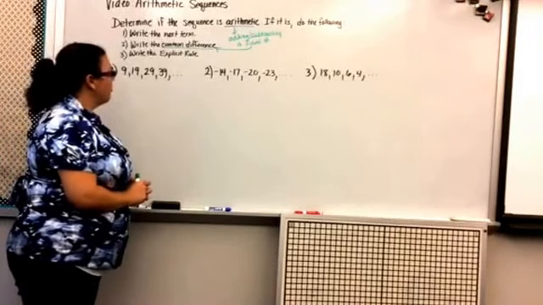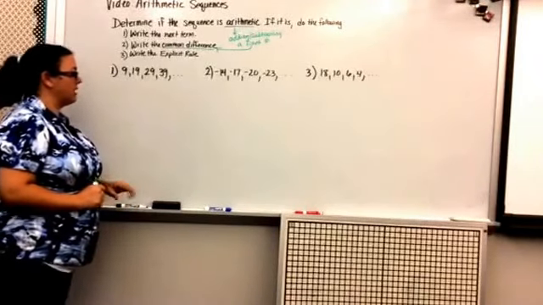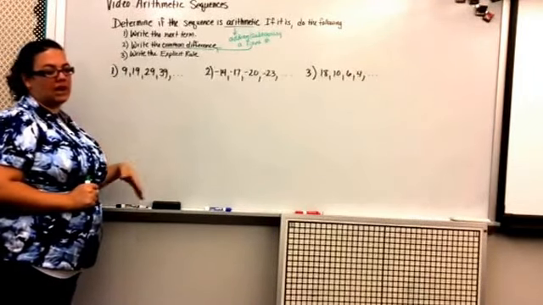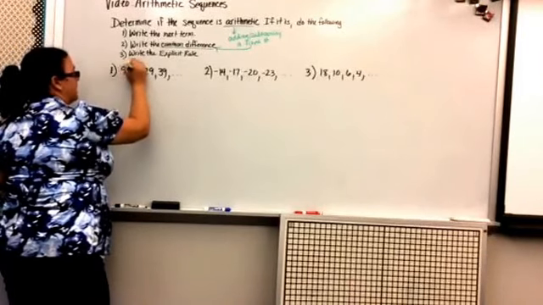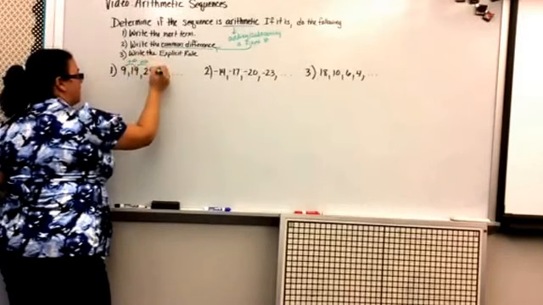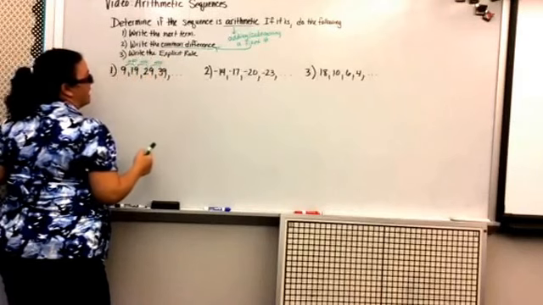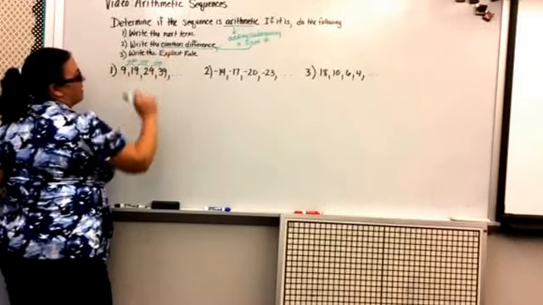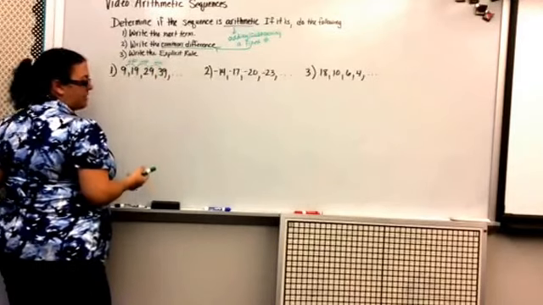All right, so first, looking at the first example here, 9, 19, 29, 39. Is there something that's being added or subtracted every single time to get the next term? I know that from 9 to 19 I can add 10. Then from 19 to 29, I can add 10 again. And from 29 to 39, I can add 10 again. So I can see the pattern is adding 10. That means it is arithmetic. It's adding or subtracting a fixed number. It's adding 10 every single time.